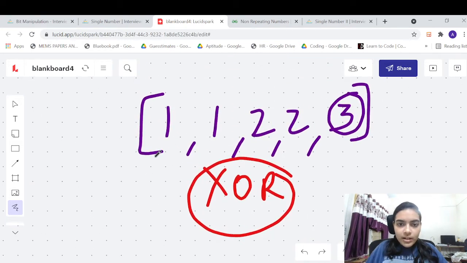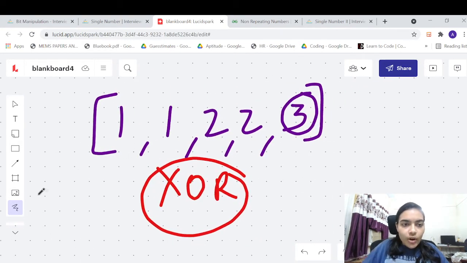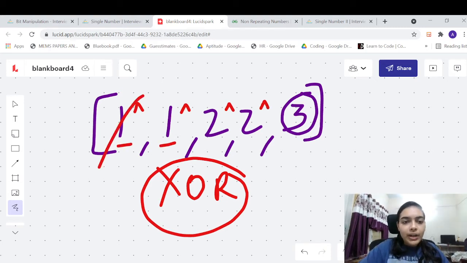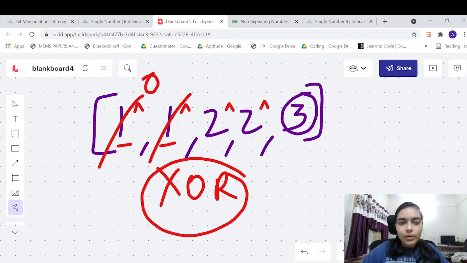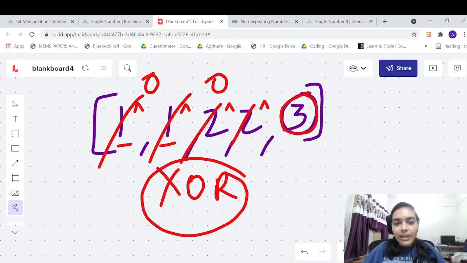Now we will use this concept, right? We will take the XOR of all the numbers in our array. So what will happen? When you take the XOR of 1 with 1, it will cancel, right? It will become 0 because 1 and 1 are same. So the XOR of two same numbers is 0. Similarly, you take the XOR of 2 and 2, it will become 0. What will be left? 3 will be left, right? So you will get the element. Very simple. Just iterate throughout the array and take XOR. Finally, the element that is remaining is your answer.